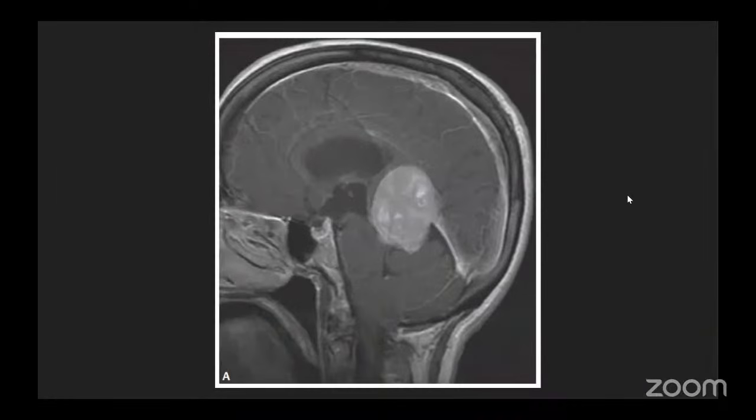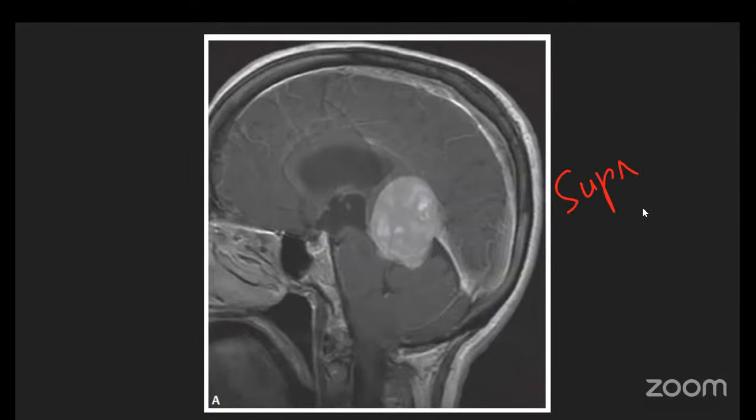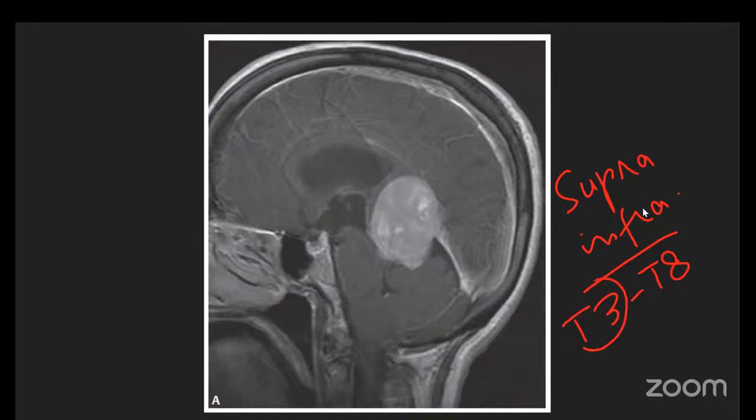So what is this? It's a supra-infra both. Supra-infratentorial meningioma? Yes. And what type is this? T3 to T8. It's not T3 to T8, because that would imply T3, T4, T5, T6, T7, T8. It's T3 and T8. They're the only types, a pair. T3, T8. It's falco-tentorial. Brilliant.